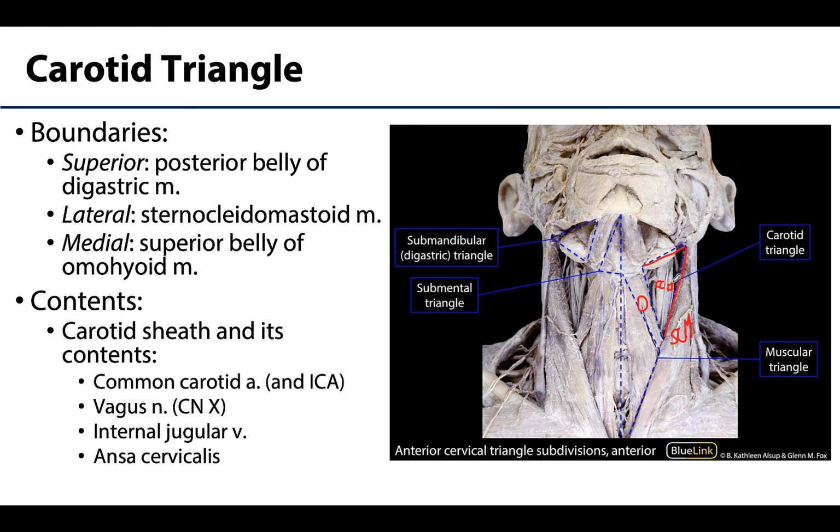And then the ansa cervicalis, which innervates the infrahyoid muscles, is typically located either within the actual carotid sheath or superficial to the sheath. So you can see that ansa running right here. So that vagus nerve would be deep to the ansa cervicalis and larger, and that's how you're going to differentiate that one.